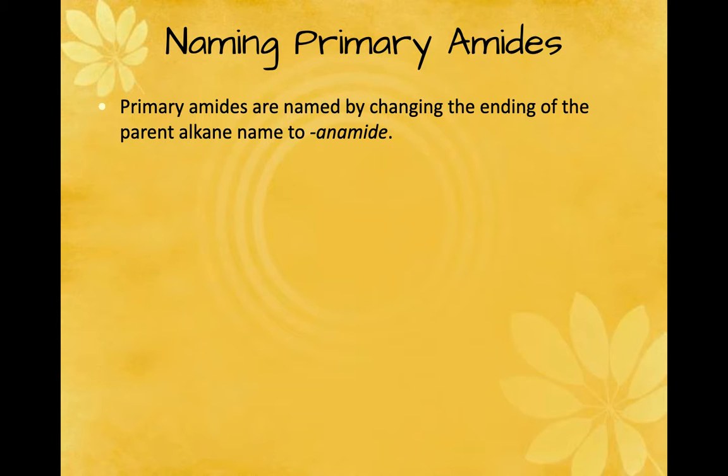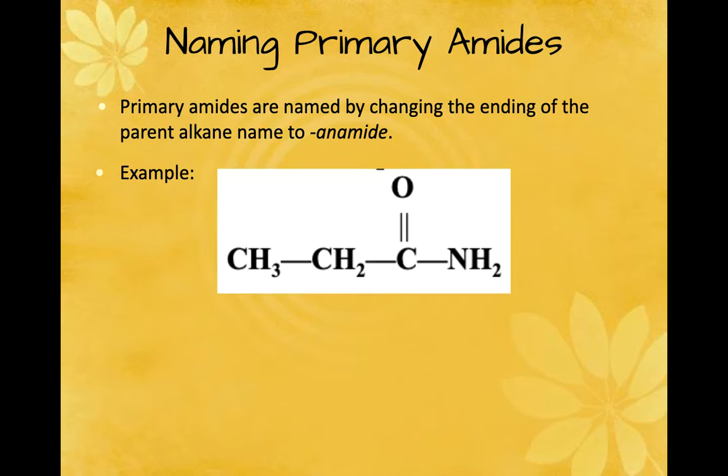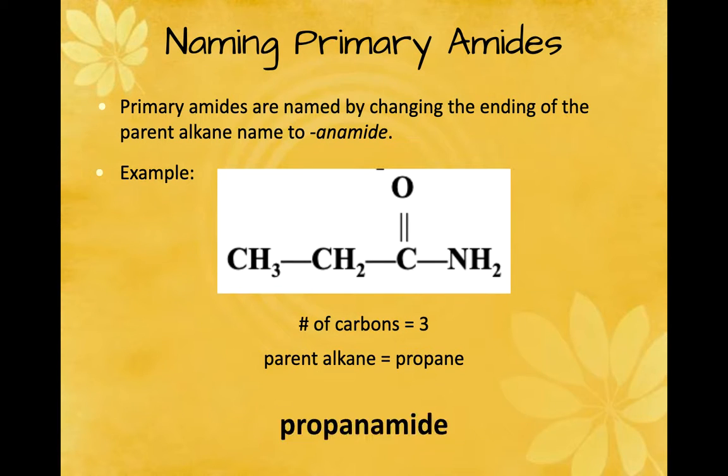These are named by changing the ending of the parent alkane to -amide. So if we look at this example, we have 3 carbons in this molecule, which means that the parent alkane is propane. But at the end of it, we have this C double bonded to an O, bonded to an NH2. So that's that amide group. So we're going to call this propanamide. And you don't need any numbers with the primary amides because by definition, that C double bond O NH2 will always be at the end of the chain.